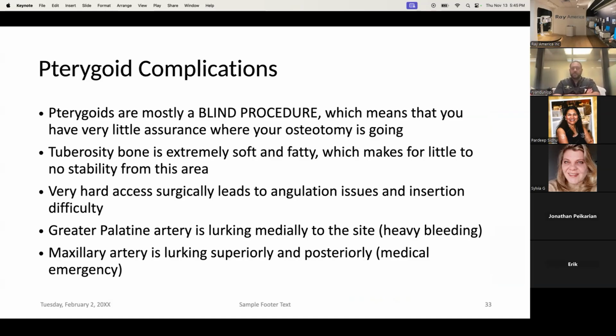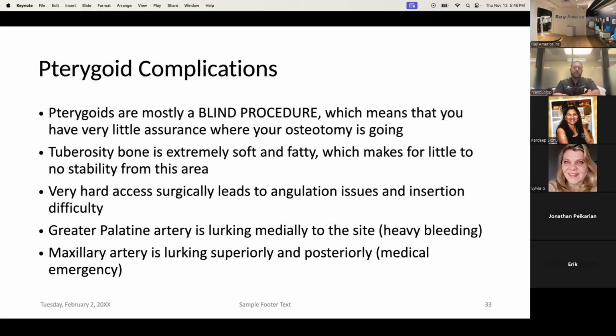The tuberosity will not give you any stability, even if you try to use a surgical guide or some sort of guide to help you get to the pterygoid bone. The tuberosity is not going to be reliable for you. Most of the time, it's just soft and full of fat and not rigid enough to really use it for any type of guidance. So, as I mentioned, the major anatomical structure is the greater palatine artery.